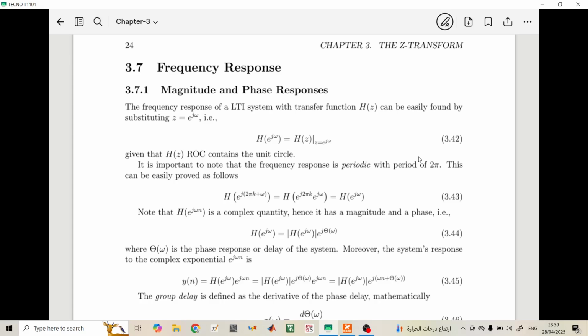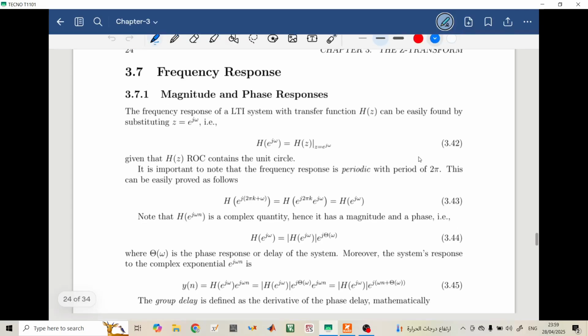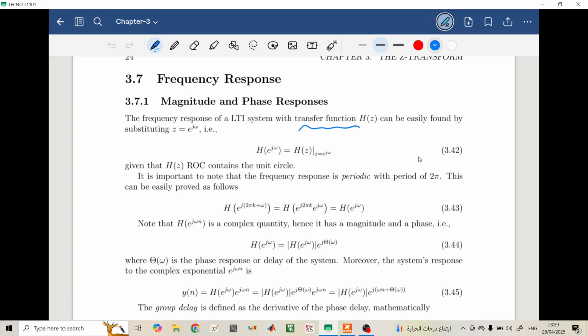If I have a transfer function H(z), I can find the frequency response directly. If I substitute z by e to the power j omega, then I can get the frequency response, given that the ROC, the region of convergence, contains the unit circle, which is this substitution. So those two statements are equivalent, right?